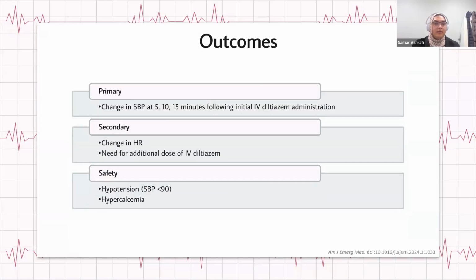So their primary outcome was change in systolic blood pressure at 5, 10, and 15 minutes following diltiazem administration. And then their secondary outcomes included change in heart rate, as well as need for additional doses of DILT. And then safety outcomes included hypotension, so systolic less than 90, and any hypercalcemia that occurred.